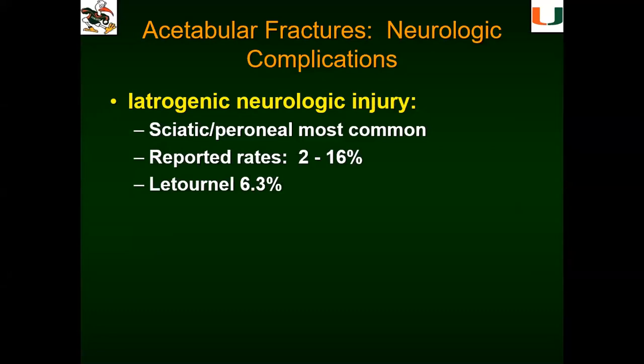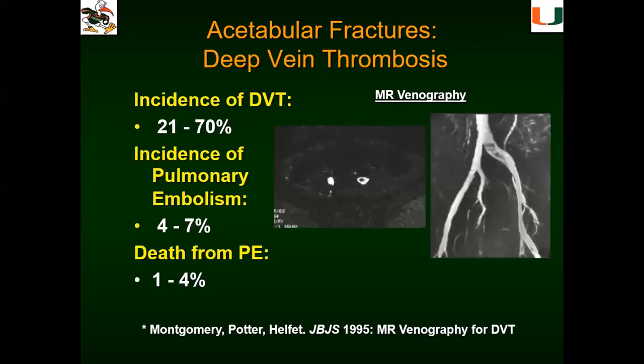Obviously, when they do a posterior approach to reduce a posterior column or an extended posterior wall fracture, there's a higher risk there. DVT, the literature is a little bit all over the place, anywhere from 21 to 70%. Beyond just the lower extremities, you have to worry about the pelvic veins. As I mentioned earlier, that is one of our indications for MRI of the pelvis, that we'll do an MRV looking for thrombus within an iliac vessel.